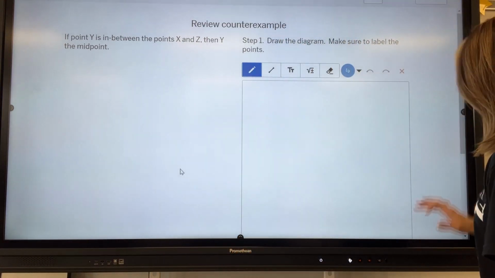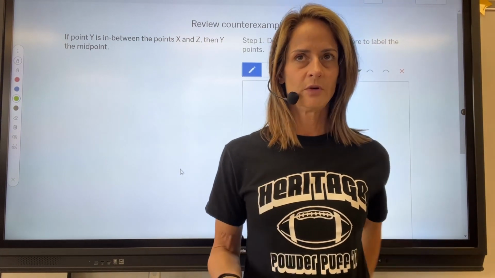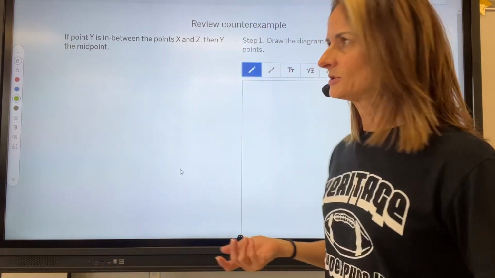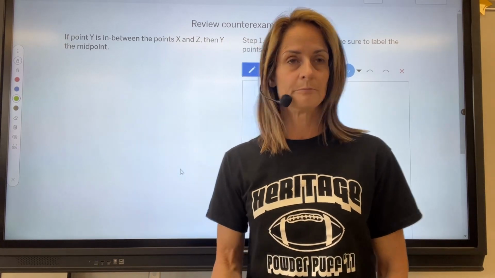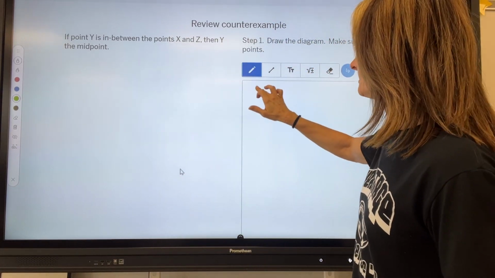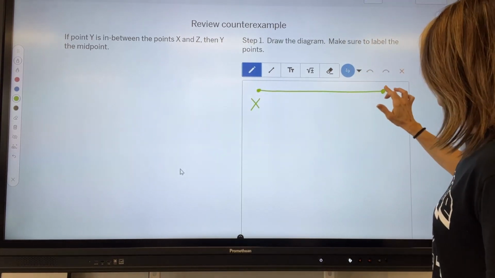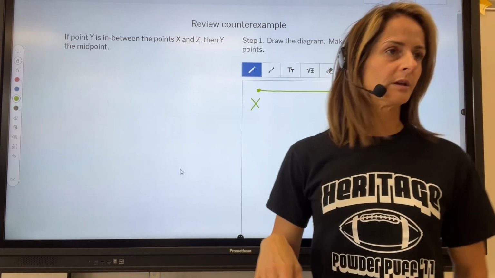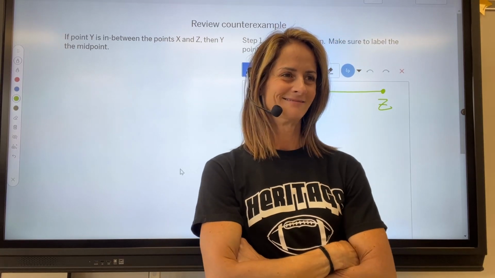The only time we ever need a counterexample is if the statement is false. Obviously I gave you a false statement because we're trying to understand what a counterexample is. If the statement's true, then we don't need a counterexample because it's true all the time. If y is in between points x and z, so here's x and here's z, and y is in between, then y is the midpoint. Okay. First of all, is that a true statement?